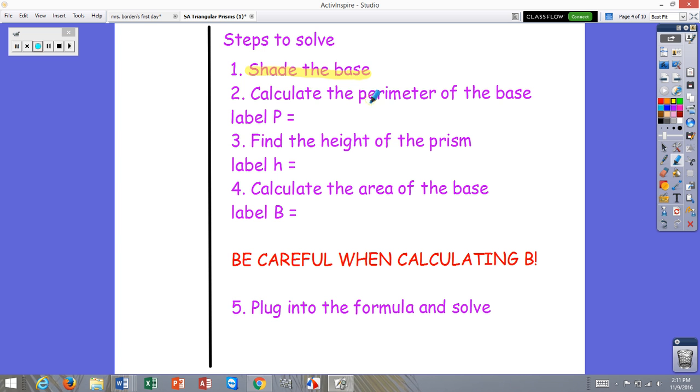Then we're going to calculate the perimeter of the base. So we're going to find the P, okay? Then we're going to find the height of the prism. Then we're going to calculate the area of the base. That's going to be our big V. And then we're going to plug it into the formula and solve. Okay? Take a minute and make sure you write down all these steps before moving on to the examples.